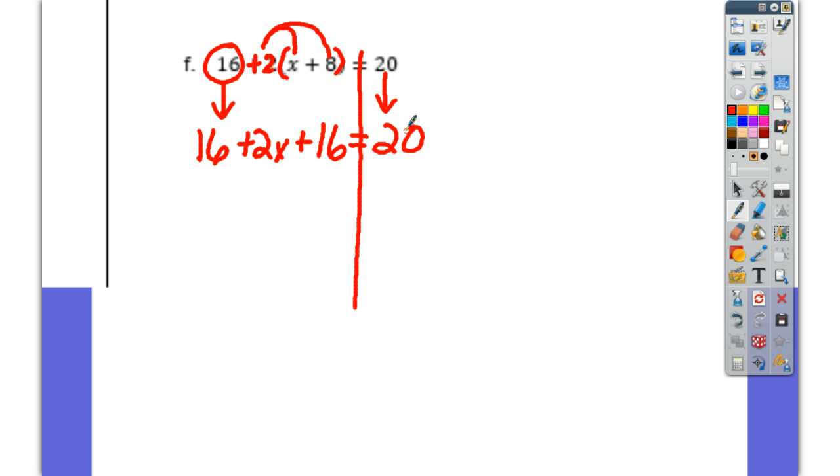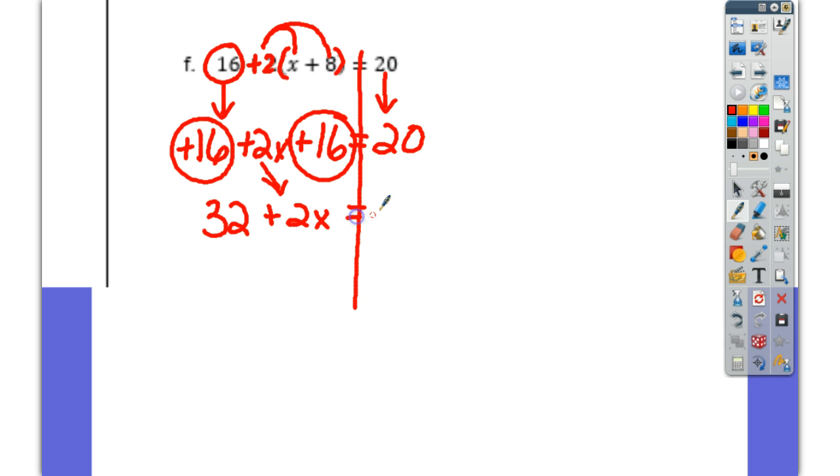Now we've gotten rid of the parentheses by doing the distributive property, combine like terms. Here I have a plus 16 and a plus 16. Those cancel out, make 0, right? No, just seeing who's listening. A positive 16 and a positive 16, you add them together and you get a positive 32. Bring down your plus 2x equals 20. Now we will minus, because this is a positive, so we minus 32 to both sides.